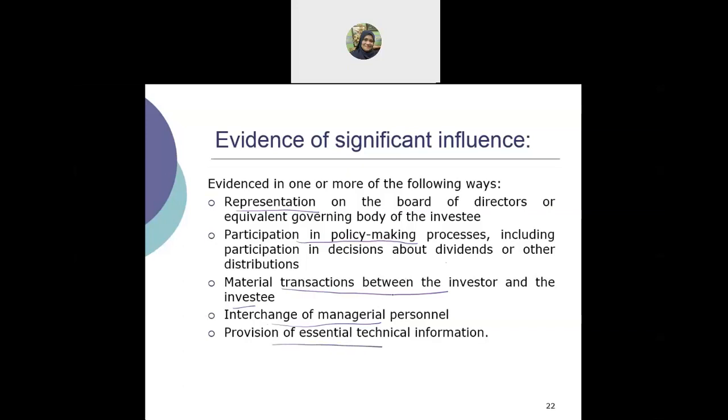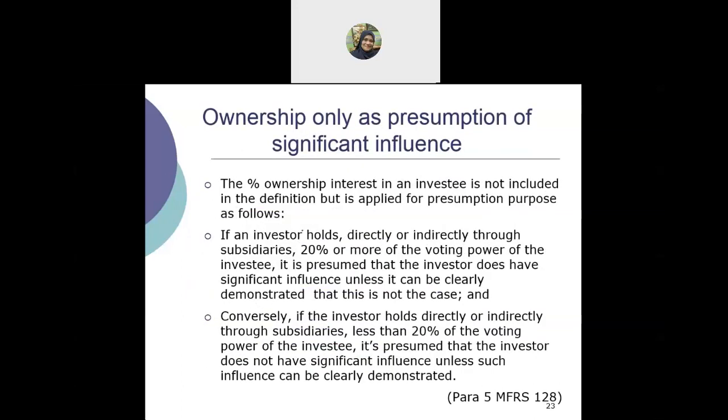Okay, we said that we have a significant influence. There are 5 criteria here to determine whether you have a significant influence or not. But the most important thing is that most of the time we check for significant influence based on the percentage of ownership. Normally we are using this one.